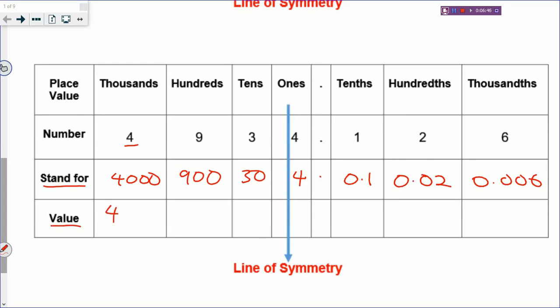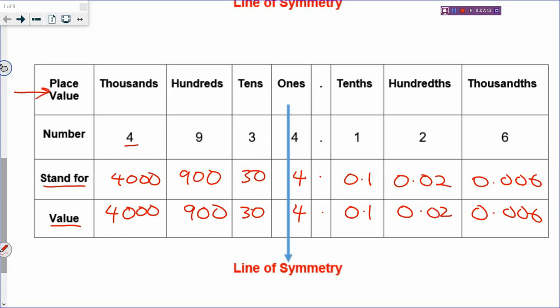So what is the value of the digit 4? That's 4,000, then 900, and then what's the value of the digit 3? 30, and 4, and decimal point, and what's the value of the digit 1? 0.1, 0.02, and 0.006. Okay, alright, so to recap again, when you see the words place value, you have to write in words. You will see words as your answers. If you see the words stands for and the word value, then you have to write in numerals. Okay, let's go on to the next one.